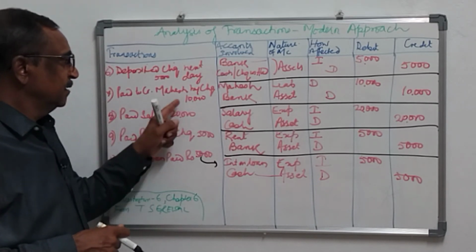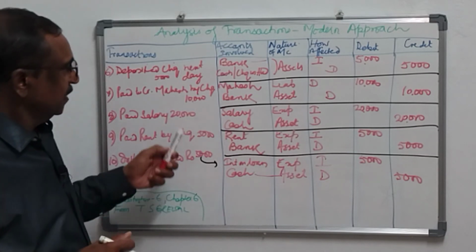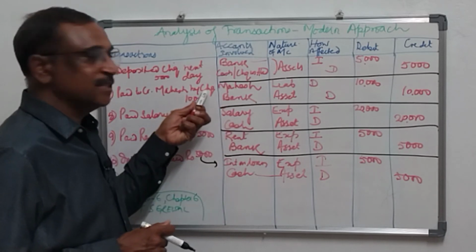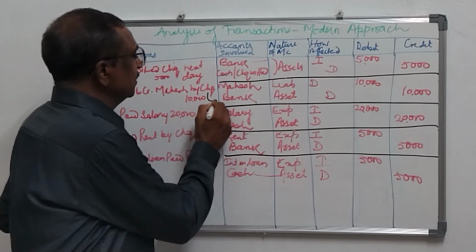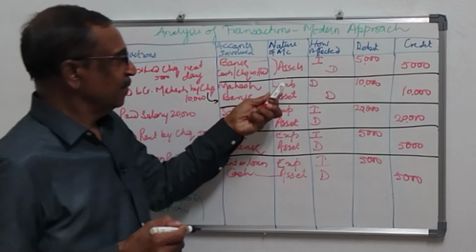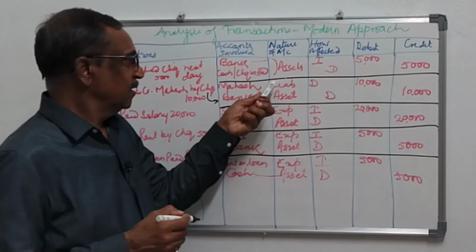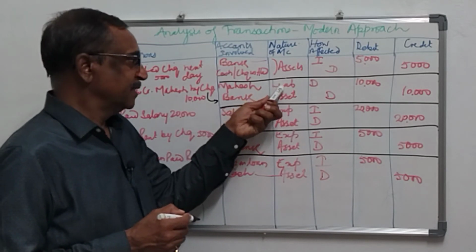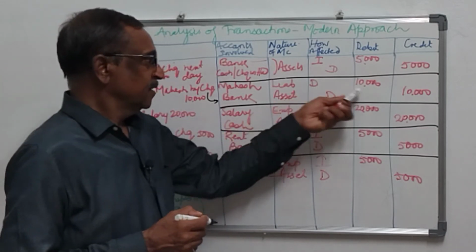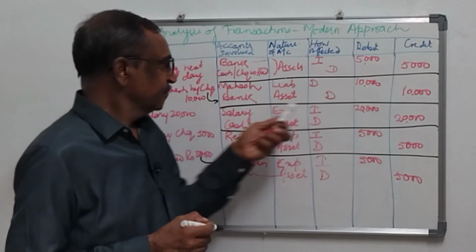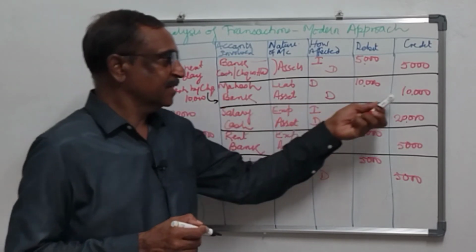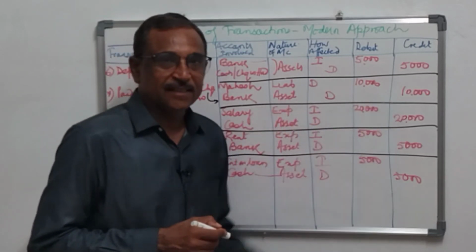Paid to creditor Mahesh by check. So the accounts involved are Mahesh and bank because check is involved. Check means bank. So Mahesh is your liability as he was your creditor, and creditors come under liabilities. So decrease in liability because you are paying to your creditor. Decrease in liability is debited and bank is also decreasing because you are paying by check. So decrease in asset is credited.